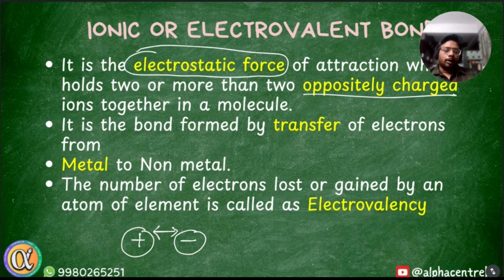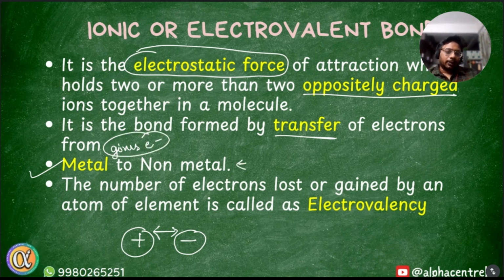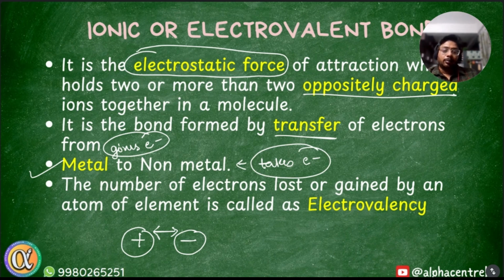Such bonds are mostly formed by transfer of electron. Okay, in ionic bond, we have transfer of electron. This kind of bond is mostly formed between metals and non-metals because metals are those which give electron and non-metals are those which take electron. So always remember, if the ionic bond is between a metal and a non-metal, metal gives electron, non-metal takes electron. And the number of electrons gained or lost in this process is called electrovalency.